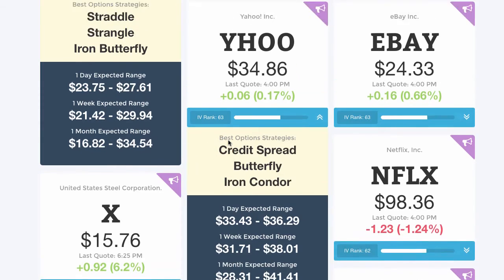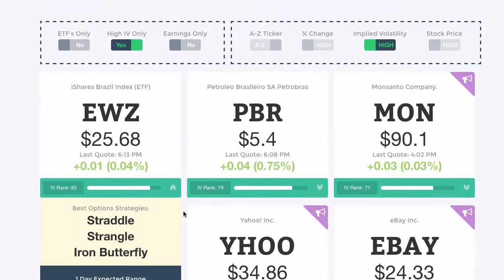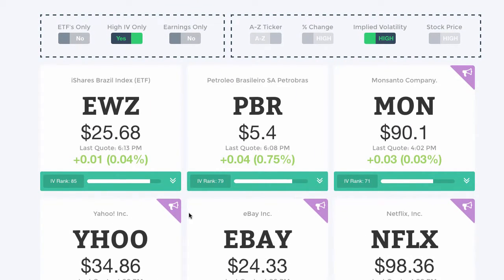So again, very easy for you to come in here every single day and scan through this watch list in 3 clicks or less and find everything that you need as far as potential high implied volatility trades.